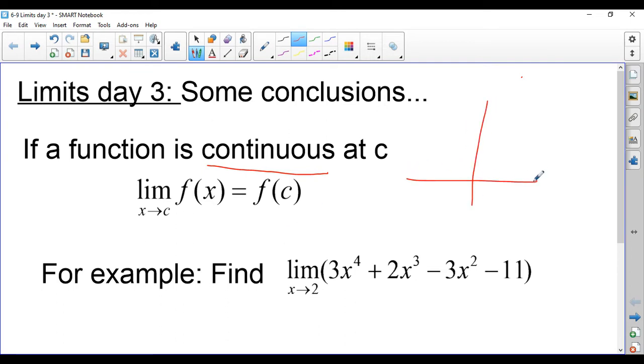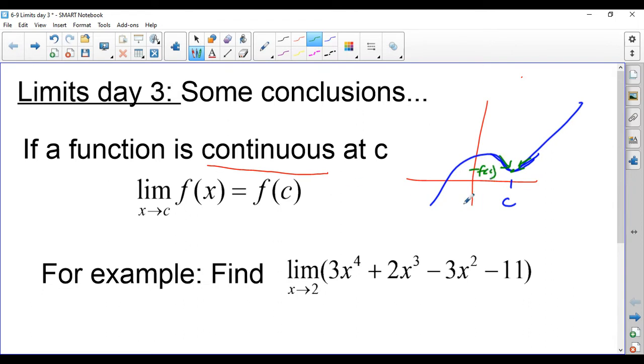If we have a continuous function, something like this, and say c is here, continuous again means I don't have to lift up my pencil as I go past that point. And if it's continuous just at that point, then we're looking at the number that the function approaches from the left and from the right as x gets closer to c. That limit will be equal to f of c.